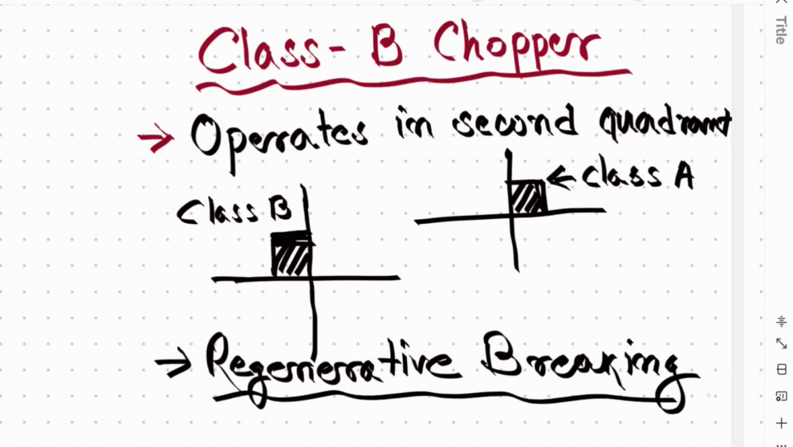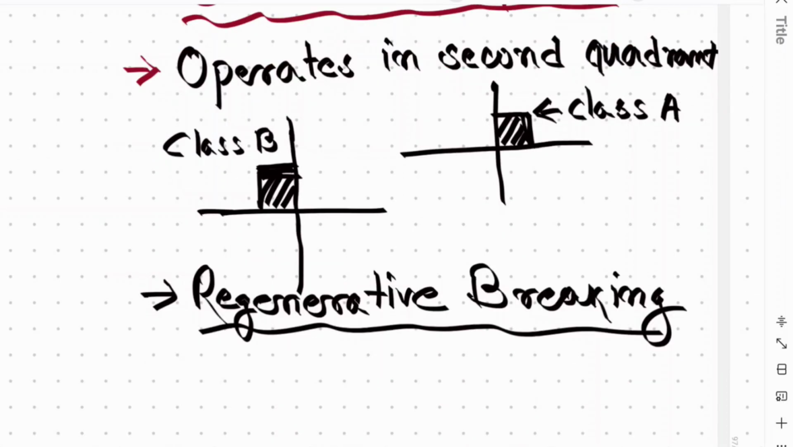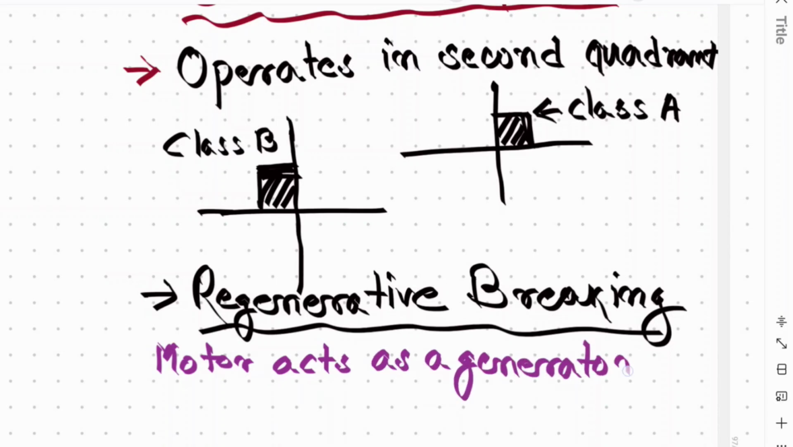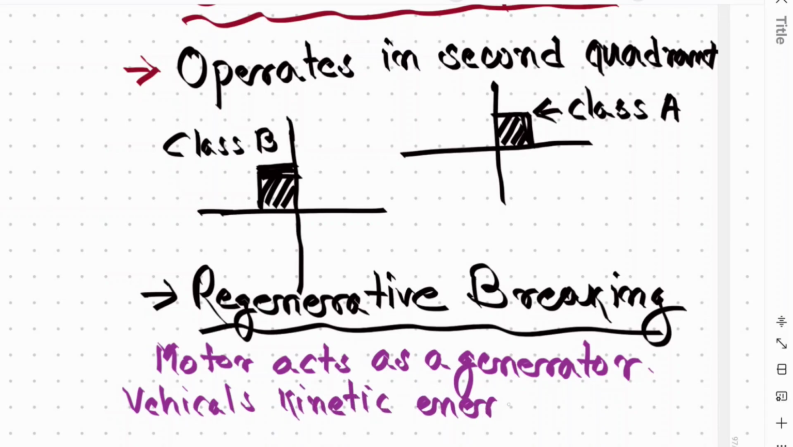So what is regenerative braking? Regenerative braking is a process where the motor acts as a generator. It converts the vehicle's kinetic energy into electrical energy.